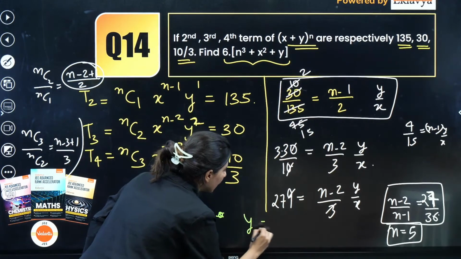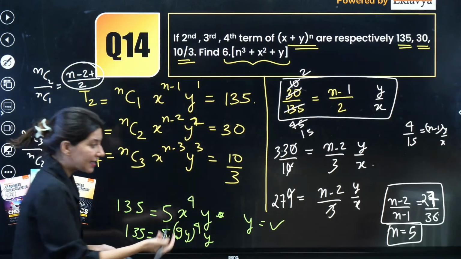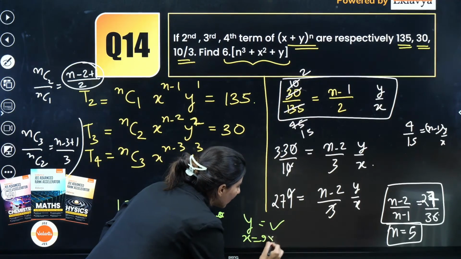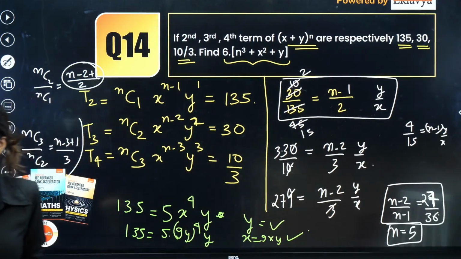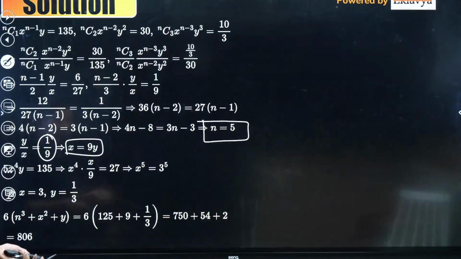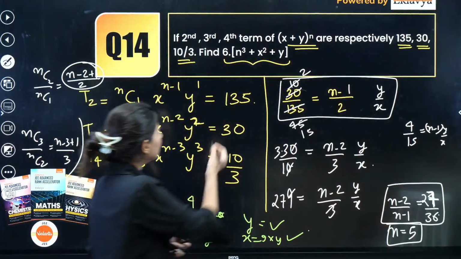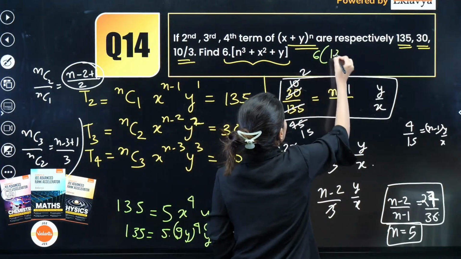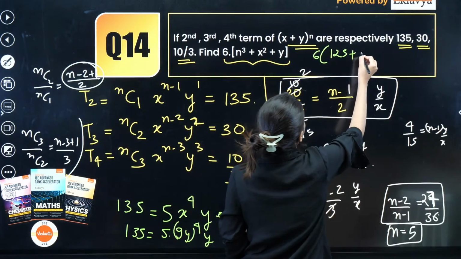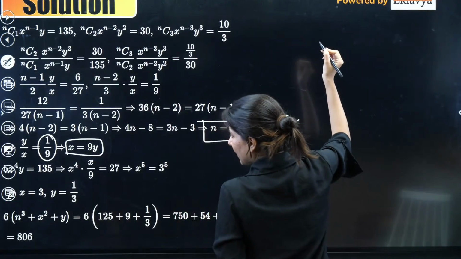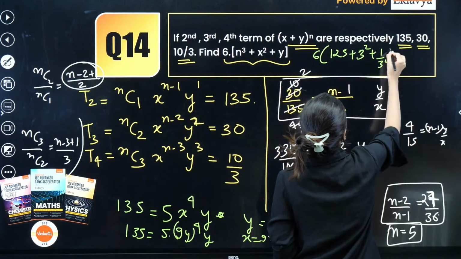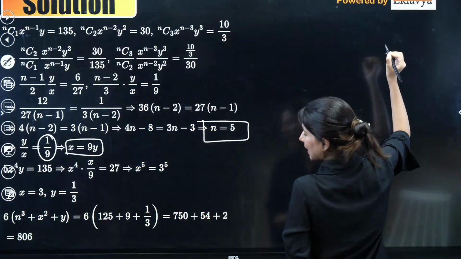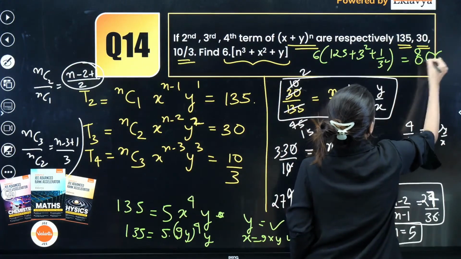So from here you can get the value of y. Once y is there, x equals 9y, x will be 9 into y. So the value of y, x also can be calculated over here. And yes, once you get the x, y values, what are the values? N is equal to 3 and 1 by 3, right? 3 and 1 by 3. So 6, 125, then 3 and 1 by 3. So value of x is 3, value of y is 1 by 3. So 3 square plus 1 by 3 square. If you solve it, what do you get? 806 is your final answer.